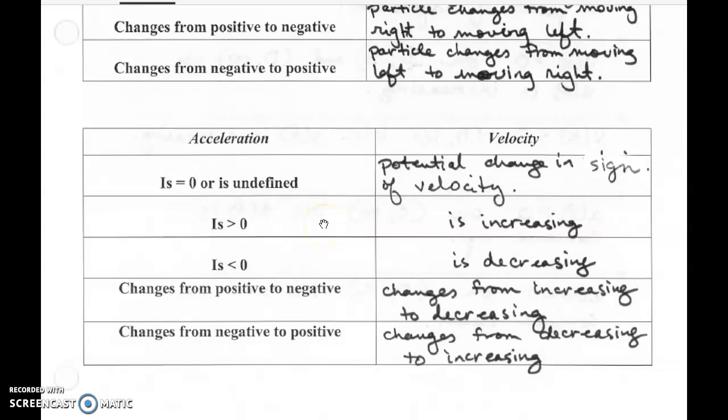And it's all the same. Notice it's potential change in sign of the velocity, because if the acceleration is 0, it might stop accelerating. Think about being in a car. When you press down on the gas pedal, you're accelerating. And then if you let up on the acceleration, you could still be moving forward for the velocity, but the acceleration would be 0. If that makes sense.